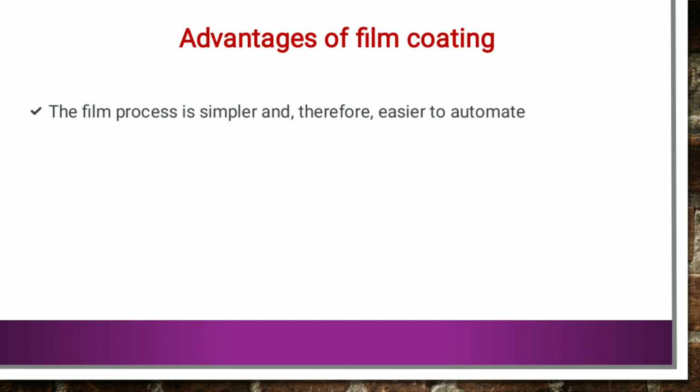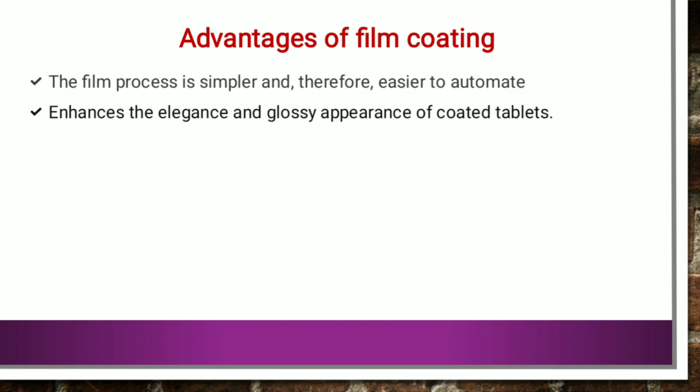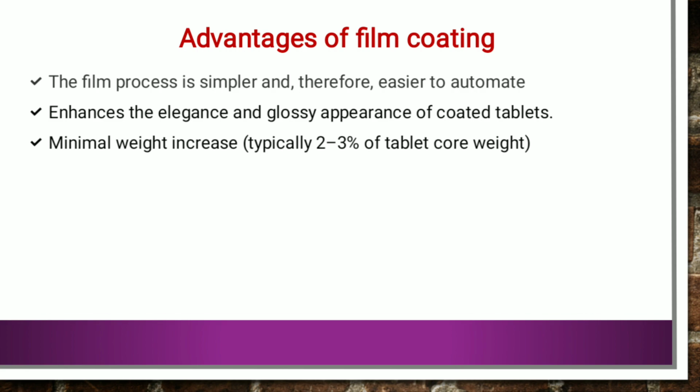Advantages of film coating: the first one, the film process is simpler and therefore easier to automate. The next one, it enhances the elegance and glossy appearance of the coated tablet. Then, minimal weight increase, that is typically 2 to 3% of tablet core weight. As we have already seen, in sugar coating the weight increases by 30 to 50% or even more, whereas in film coating the weight increases up to 2 to 3%.